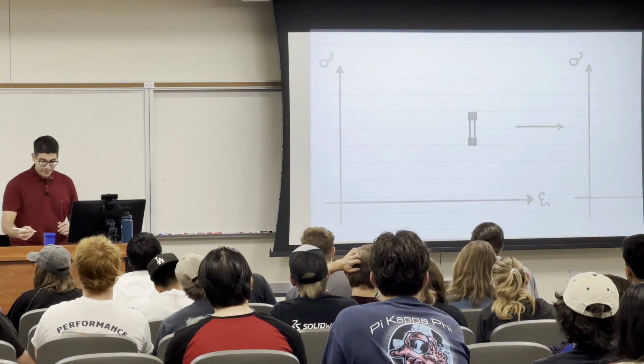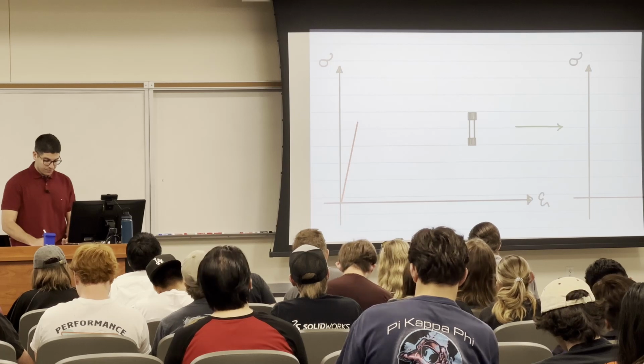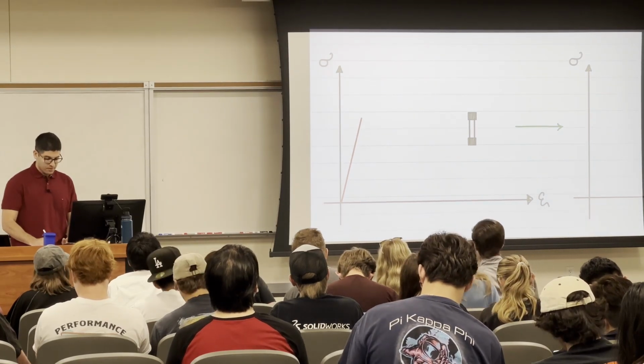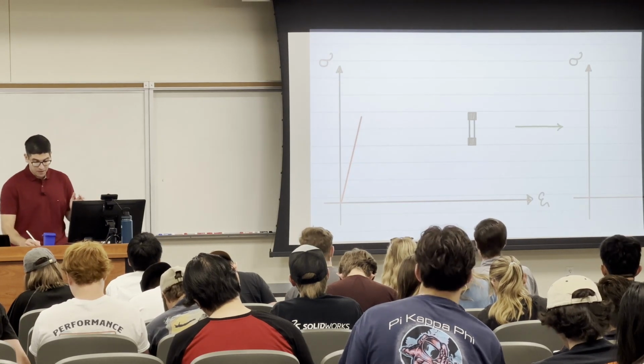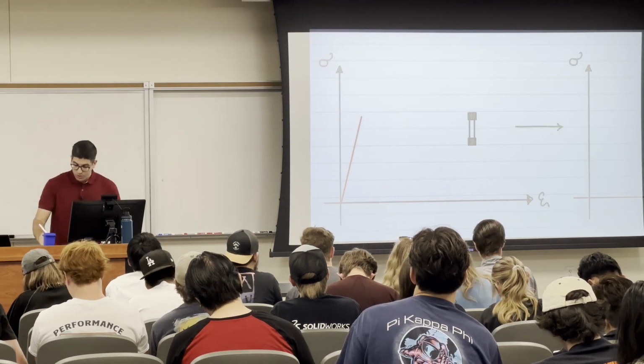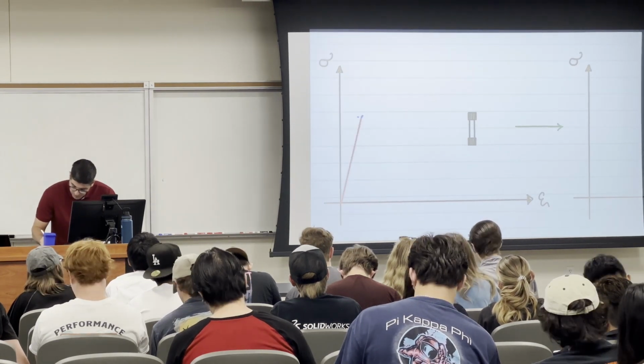Okay? Let's draw the curve of what happened here. So, at the beginning, stress strain, it started like this. It started like a line. And this line means when we increase the stress, the strain is going to increase to a point that we call the proportional limit.